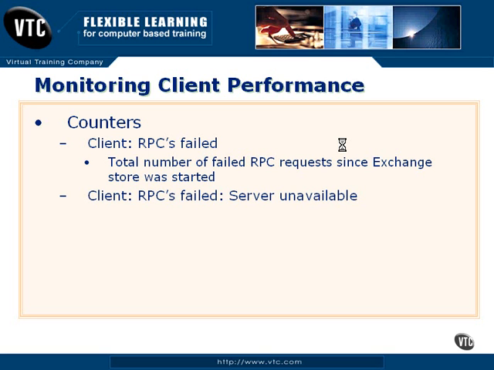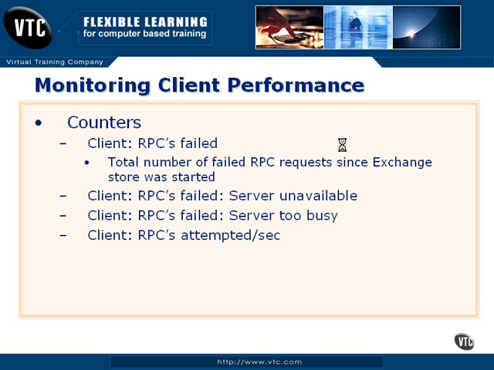Not only that, we can actually look at the counters on certain conditions. For example, the RPCs failed because the server was unavailable, or the RPCs failed because the server was too busy. And we can see the number of attempts per second and the number of RPCs that succeeded per second. Keep in mind, these are just a subset of the counters that are available when you use Microsoft Operations Manager in an Exchange 2003, Outlook 2003 environment.